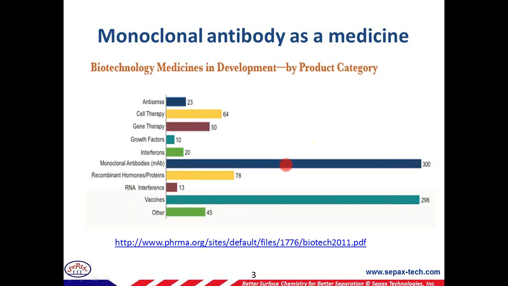Monoclonal antibody by nature is very heterogeneous. That's one of the common features for mAbs. So the analysis is really important for the quality of the drug design and the production, and for getting to the final stage of the clinical trial.